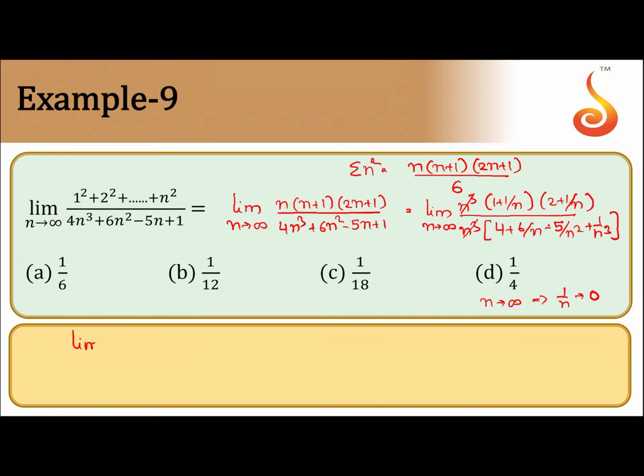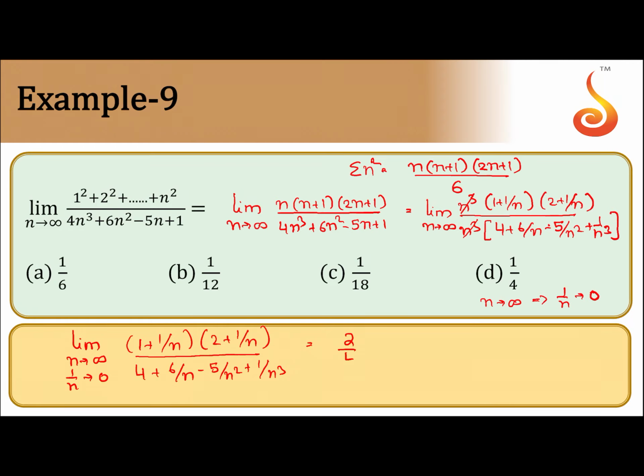So, let us write once again, limit n tending to infinity, 1 by n is tending to 0, we get 1 plus 1 by n into 2 plus 1 by n whole divided by 4 plus 6 by n minus 5 by n square plus 1 by n cube.